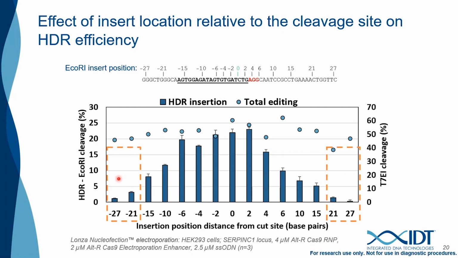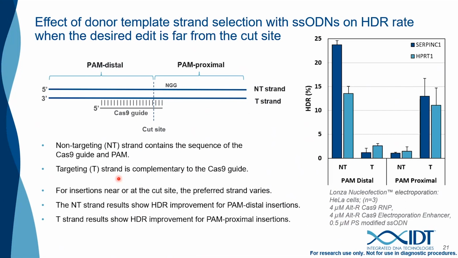And unfortunately, you may run into a situation where guide availability is limited in your sequence of interest. And so what we wanted to know is if you're outside of this optimal window where you can get good HDR, how can you improve your HDR rates? And so one of the most important factors we found with these edits at larger distances is strand selection when you're using a single-stranded oligo as your repair template. And so generally what we found is that for insertions that are near or at the cut site, the preferred strand does vary. So you'll have to empirically determine which strand gives you the better HDR rates.